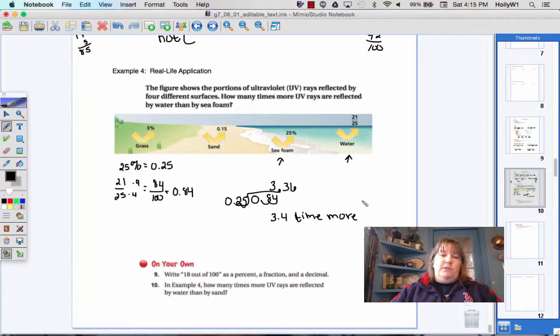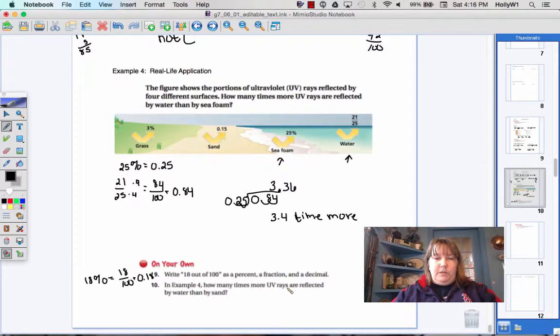Okay, on your own, give me a pause and come back when you've done them yourself. Welcome back. So 18 out of 100 as a percent, well, that would be 18%, because it is 18 hundredths, which is 0.18.